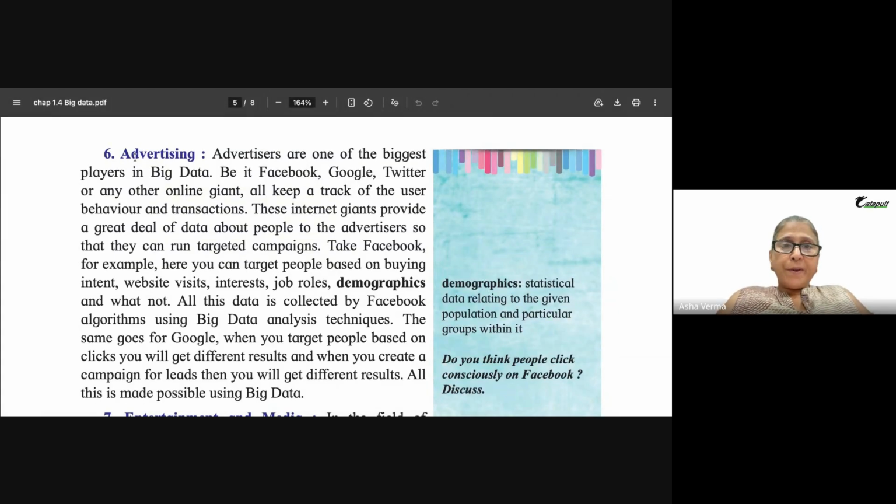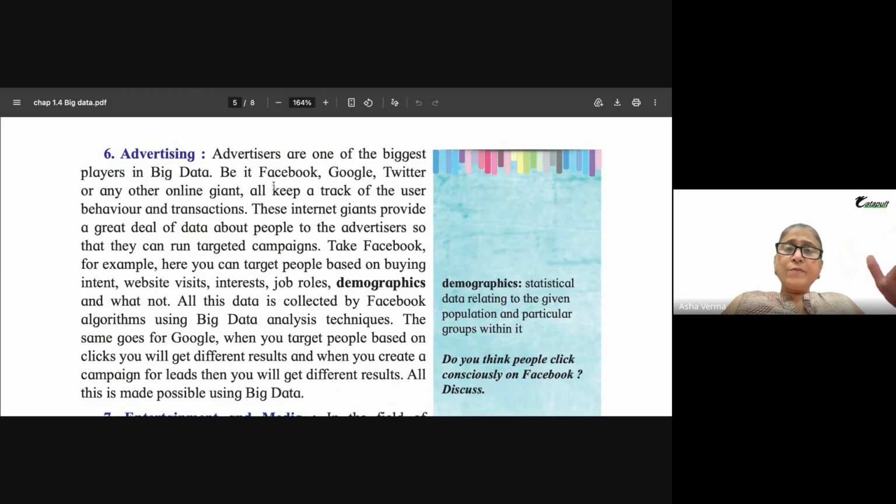Advertising, a big one. Advertising uses big data, big time. So if you're talking to someone and saying, I want to buy a bag, or you type Google school bag, suddenly you'll see that all the ads you're seeing are of bags only.